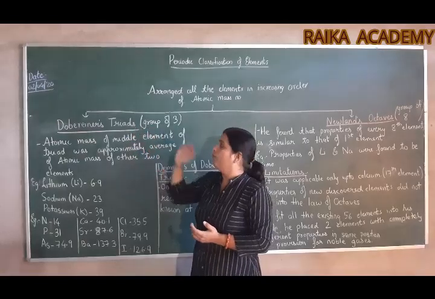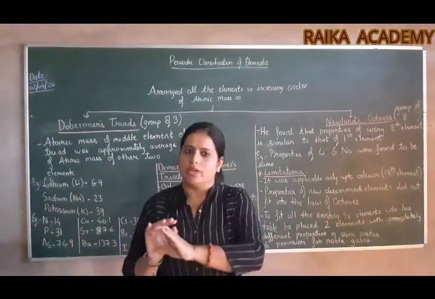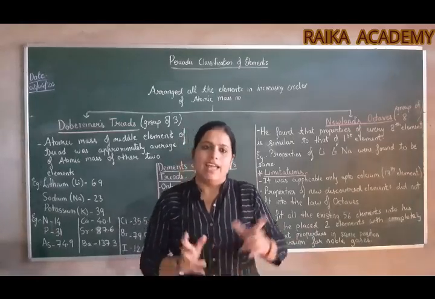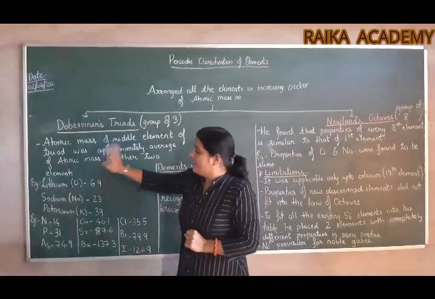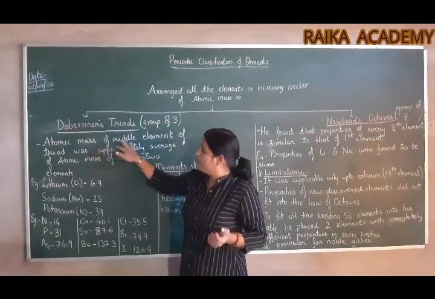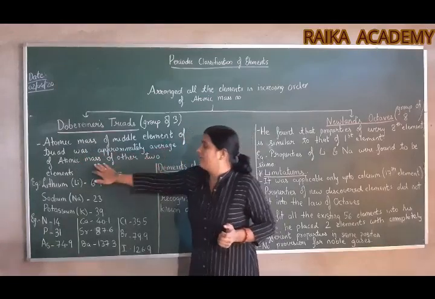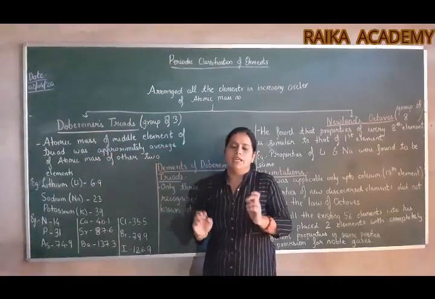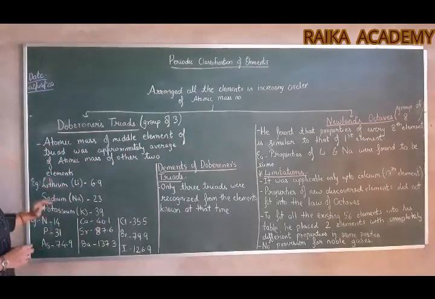Now what did this Dobereiner say? Yes, triad, group of three. Again he did the same thing, he first arranged all the elements in increasing order and then he made a group of three. Now what does this law state? His law states that the atomic mass of the middle element of the triad was the average of the atomic mass of the other two elements. So for example, if I take these three elements, as I have taken here, lithium, sodium and potassium.